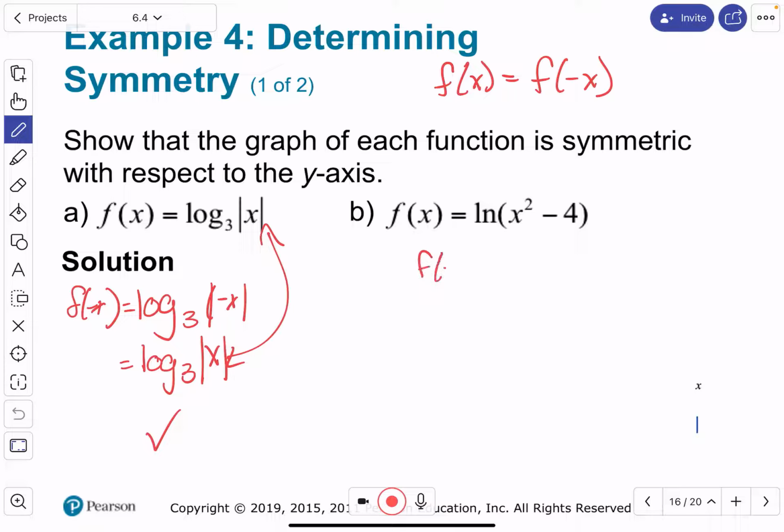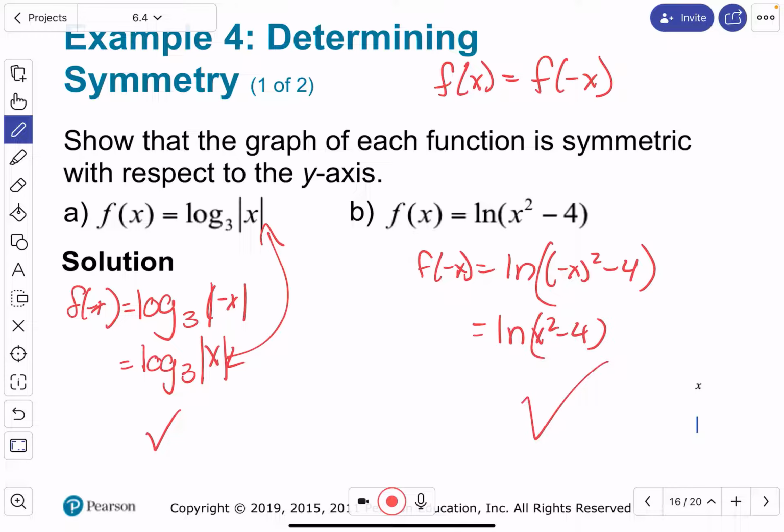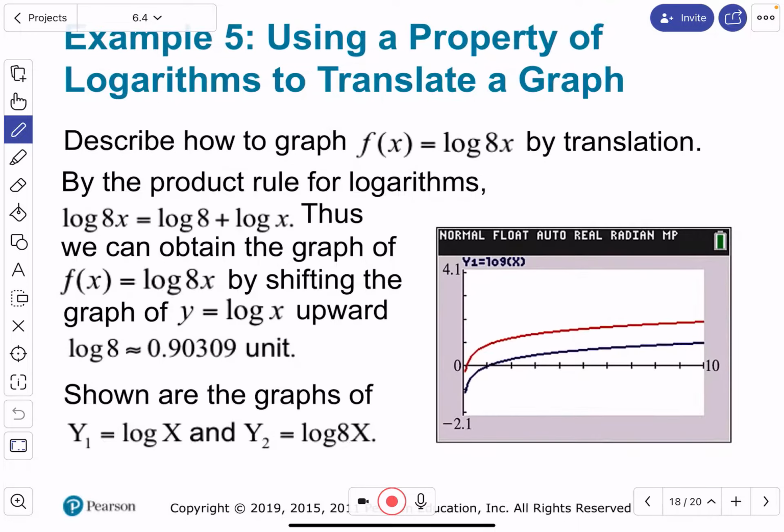So let's do this, f of -x. Well, what's -x squared? Positive. So this ends up being the same thing, so that's also symmetrical. So if you plugged in -x and you got something different, it wouldn't be symmetrical. That's all that's telling you. That's the one we just did.